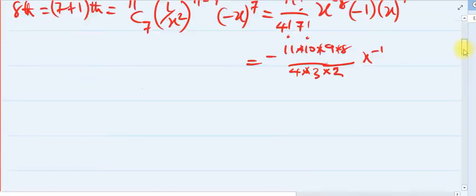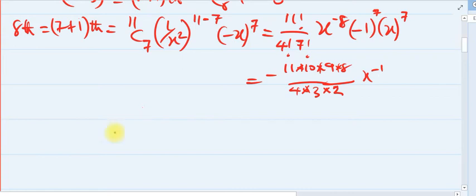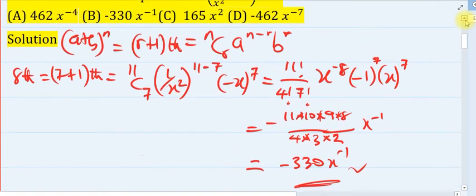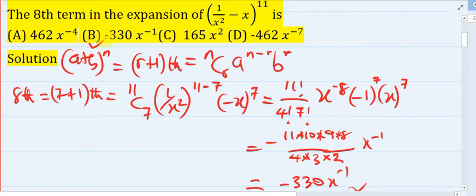So our answer is, we have 4 into 8 is 2, that's 8, 8, 8, 3, 3. So 11 times that gives minus 330 x raised to power minus 1. So that's our 8th term. The answer is B. So the next question.